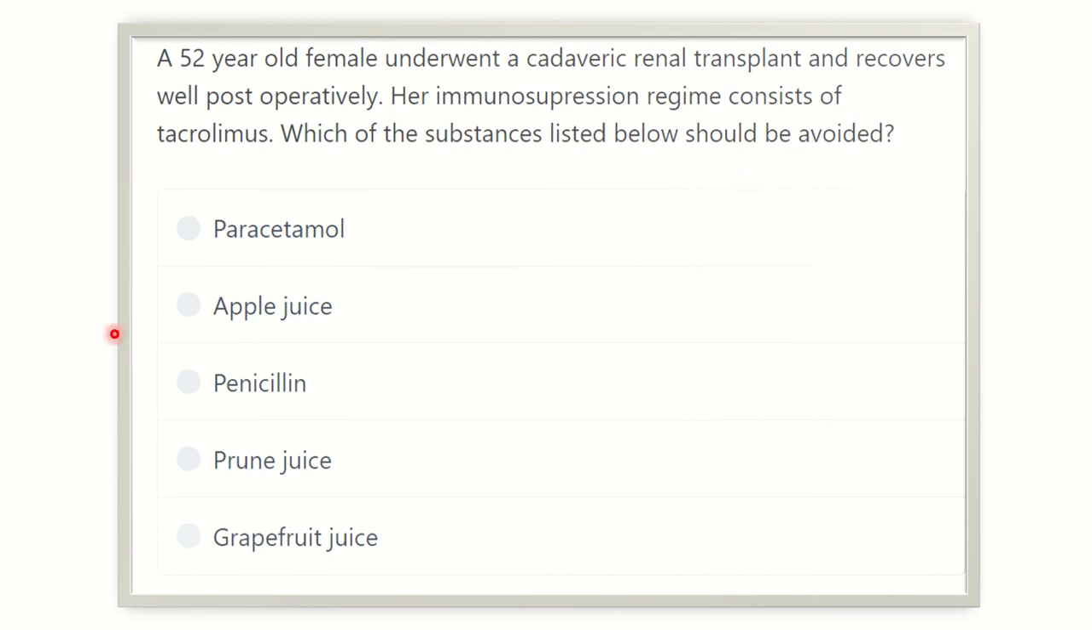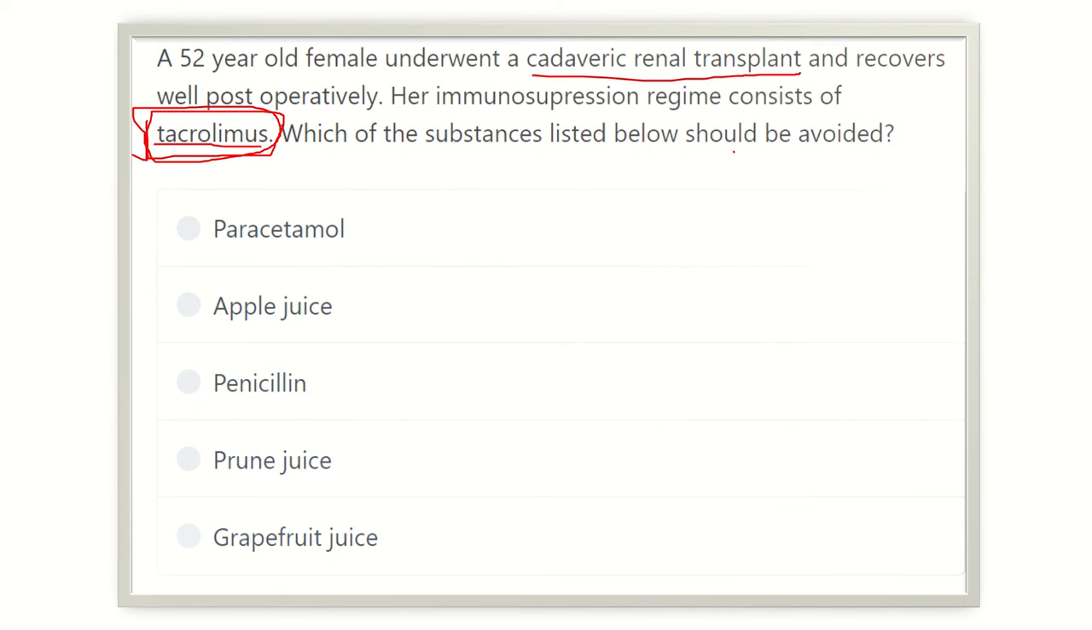So after careful reading, we have to find out the key point, that means the most highlighted point here. A 52 years old female underwent cadaveric renal transplant. That means she receives a kidney which is collected from a cadaver and recovers well postoperatively. Her immunosuppression regime consists of tacrolimus. As the graft is a foreign body received from another person, to be compatible with the recipient's body, tacrolimus is used.